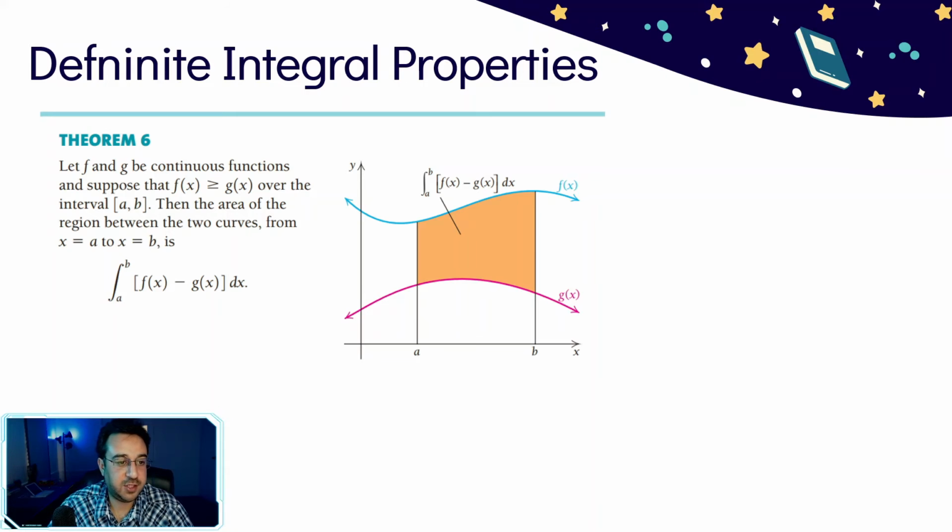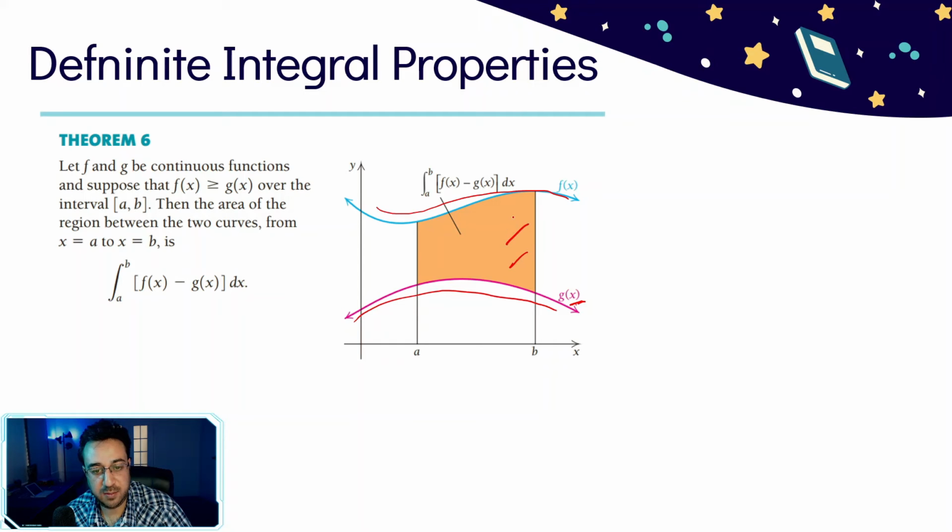Let f and g be continuous functions, and suppose f of x is greater or equal to g of x over the interval a and b. What is the area under the curve representation? The area under the curve representation would be the integration from a to b of f of x minus g of x dx. So you have here a function g of x that's covering this area or this curve. We have f of x covering this curve.